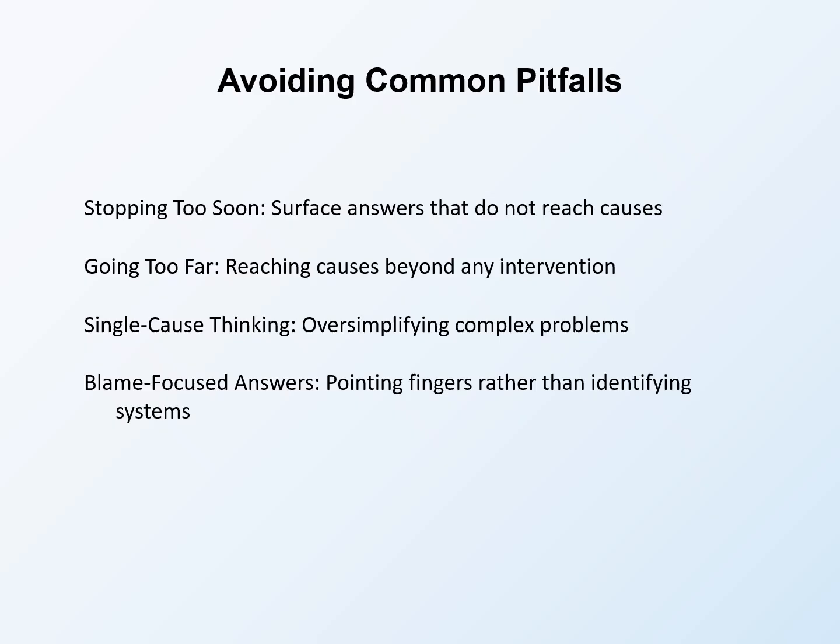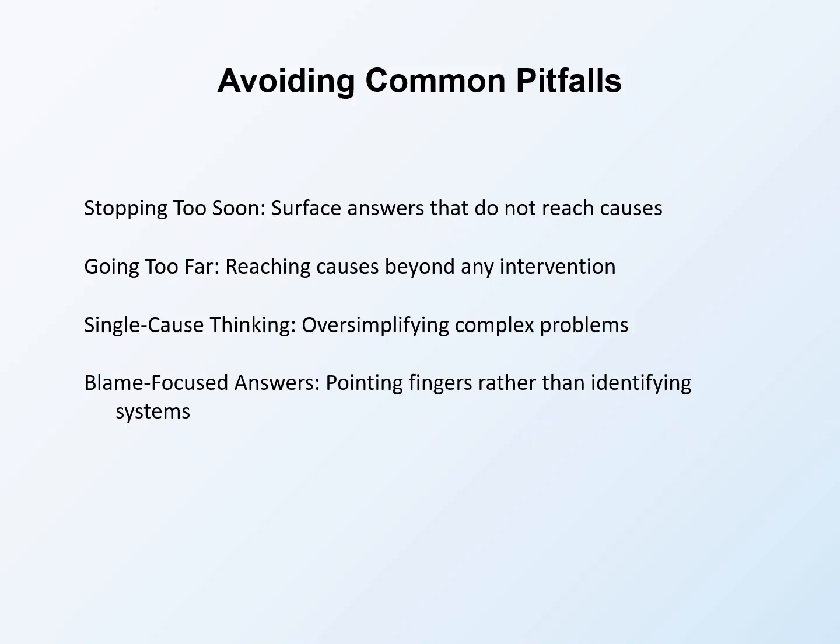Stopping too soon means accepting surface-level answers that do not actually reach root causes. If you stop at young people lack skills without asking why they lack skills, you have not completed the analysis. Going too far means reaching causes so fundamental or distant that no intervention is possible. If your analysis concludes that the root cause is capitalism or human nature, you have gone too far to be useful. Find the level where intervention is feasible.